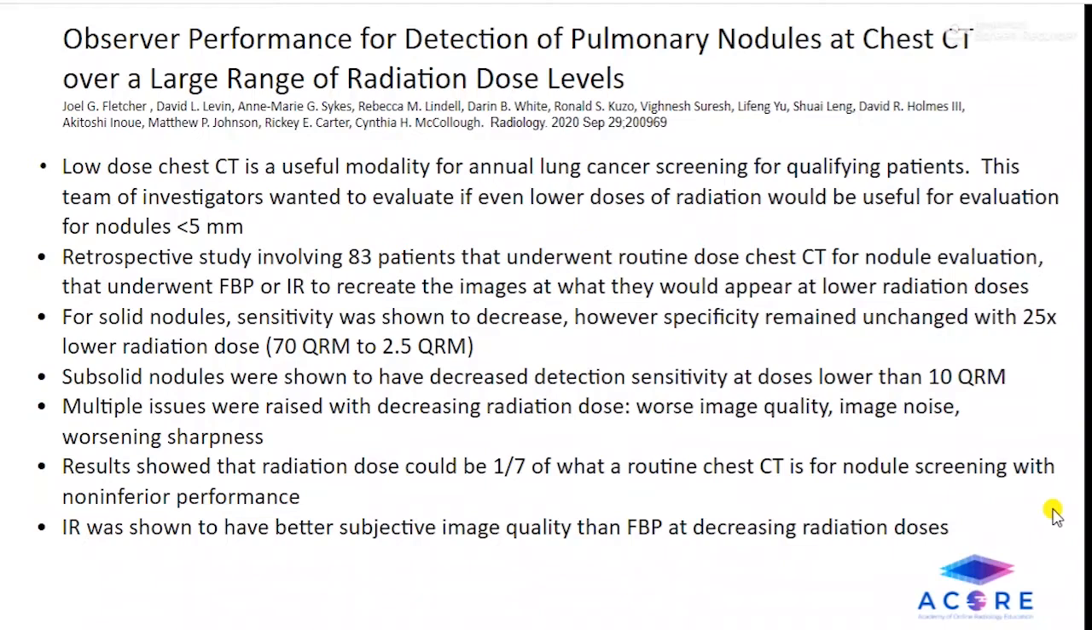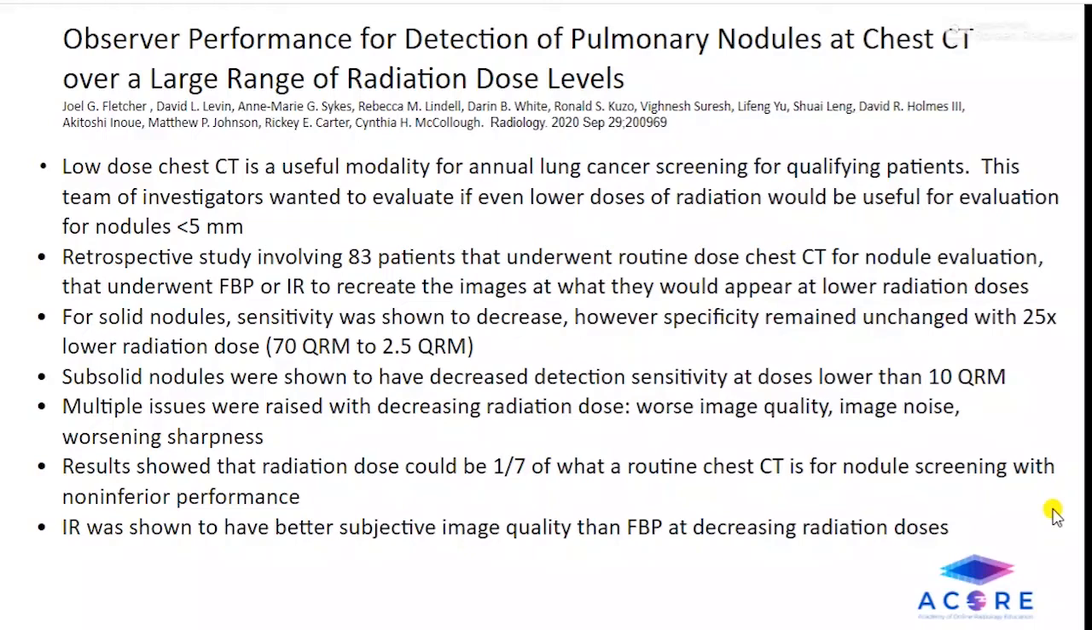Of note, the comparison of iterative reconstruction to filtered back projection showed that iterative reconstruction has subjectively better image quality for lower doses. However, the data did show that there was no difference in observer performance, although further research is needed to be completed. Further decreasing radiation dose for annual screening should provide long-term benefit.